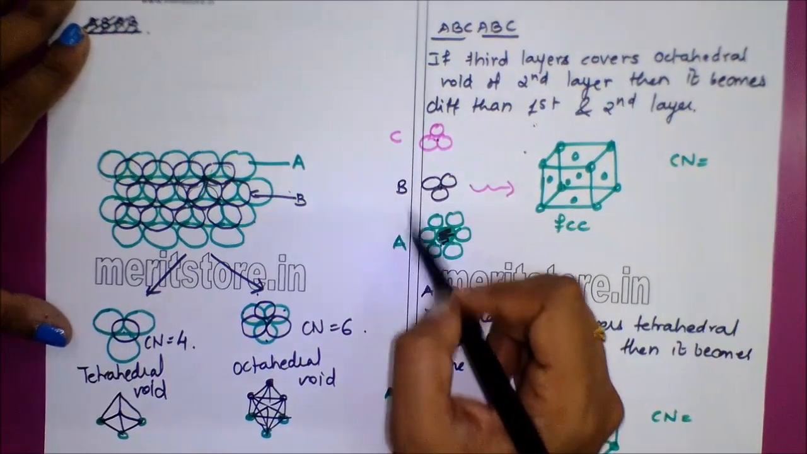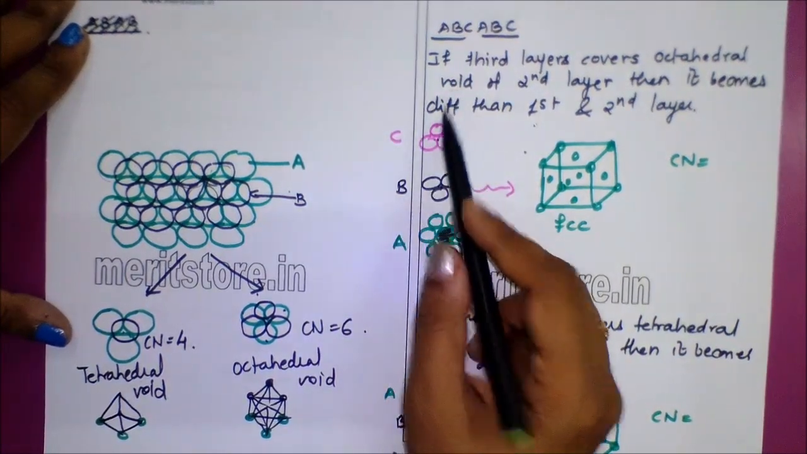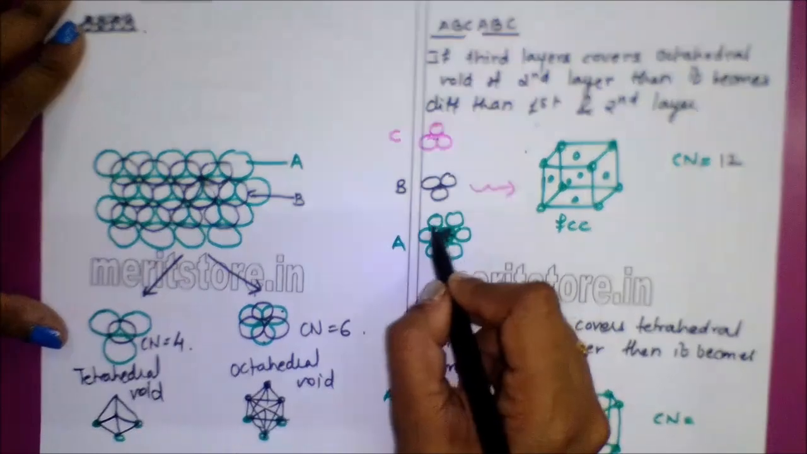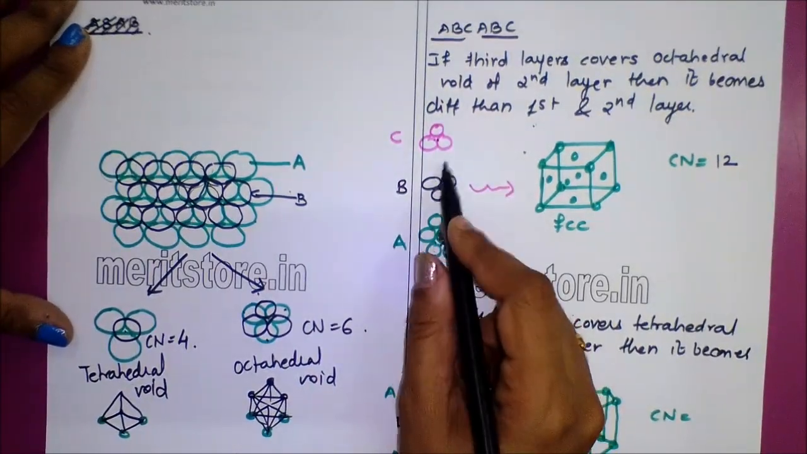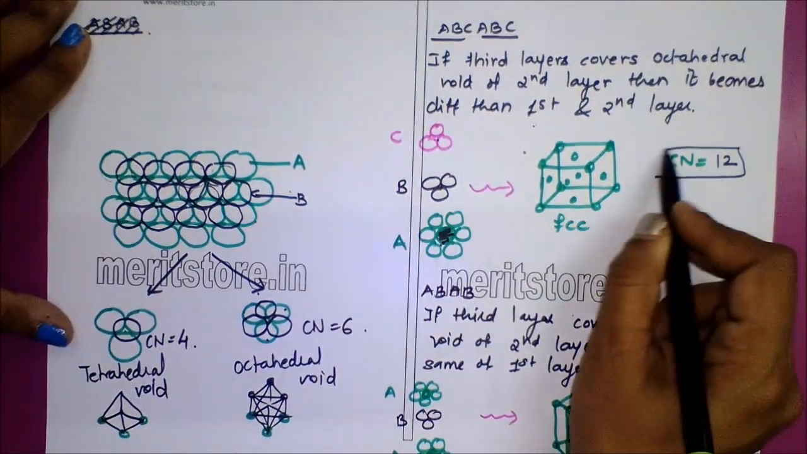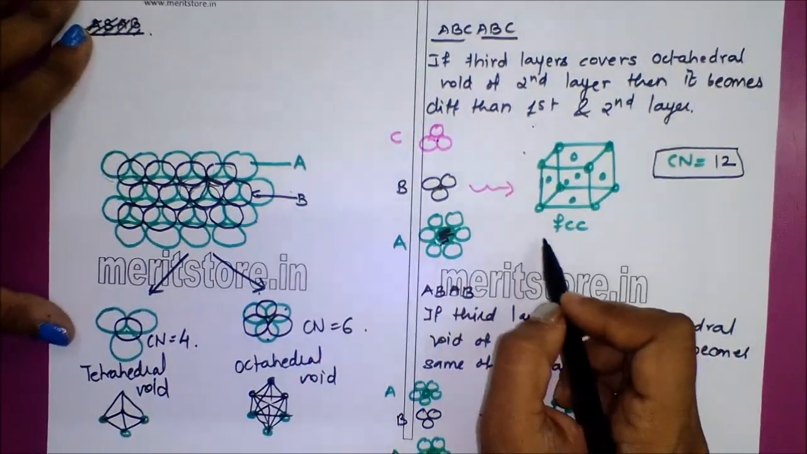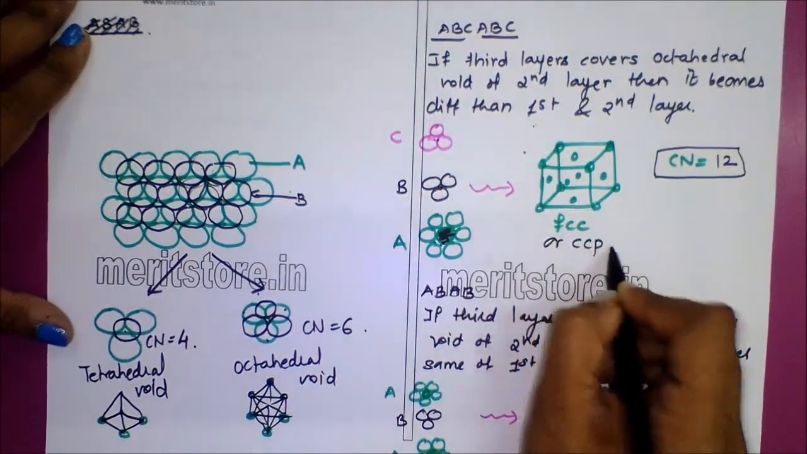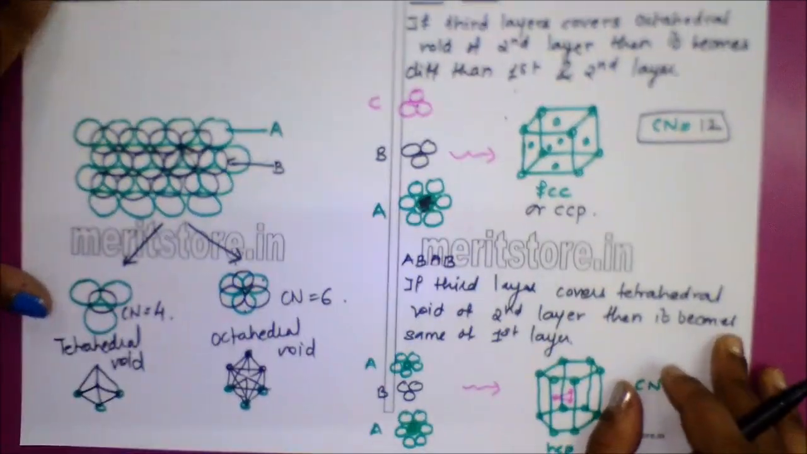So we'll call this ABC type of packing where the coordination number becomes 12. How 12? 6 in its own layer, 3 above and 3 below. So that will be coordination number 12 and this will give rise to a simple FCC or a CCP type of structure, that is cubic close packing.